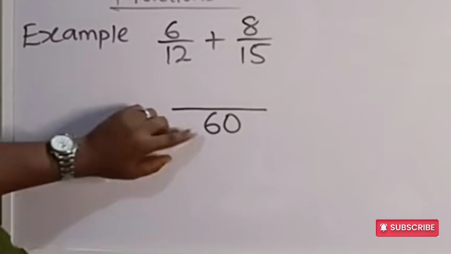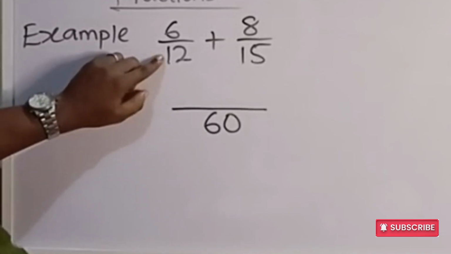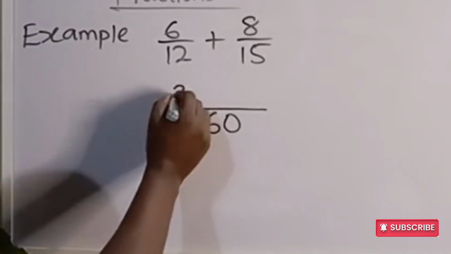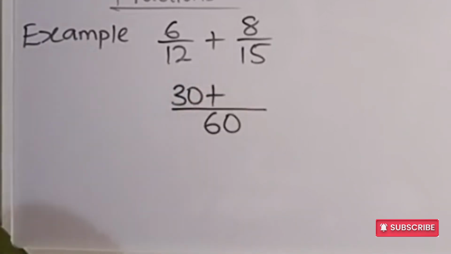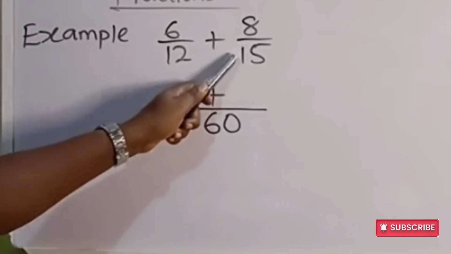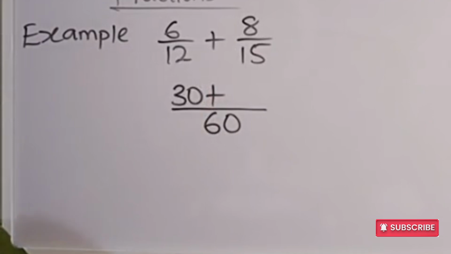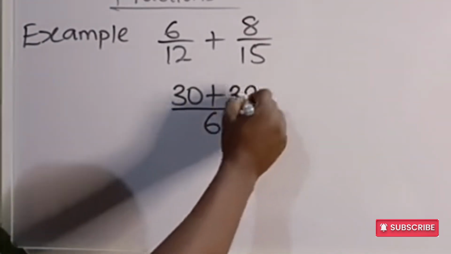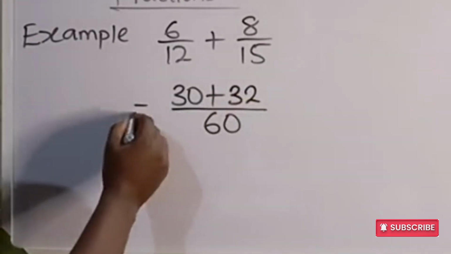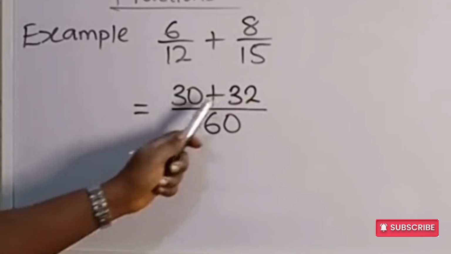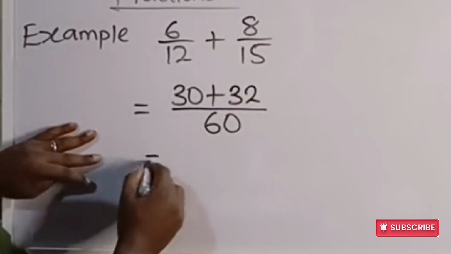So now we can do 60 divided by 12. That will give us 5. 5 multiplied by 6, that will give us 30. Plus 60 divided by 15, that will give us 4. 4 multiplied by 8, that will give us 32. Okay? So it's just an easier way of getting it done instead of multiplying. So 30 plus 32 gives us 62.